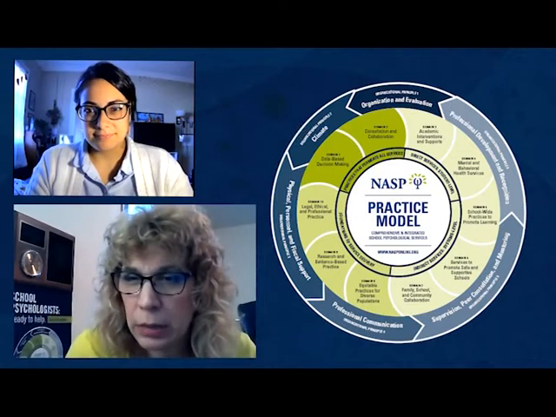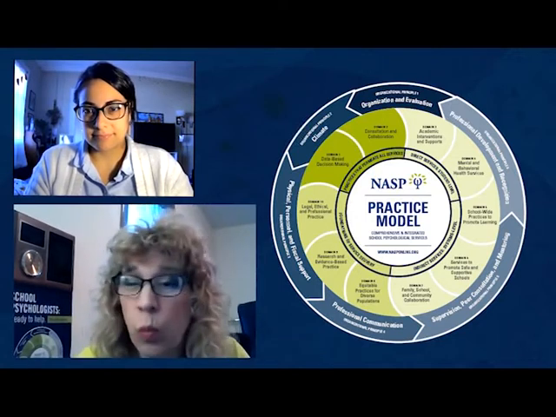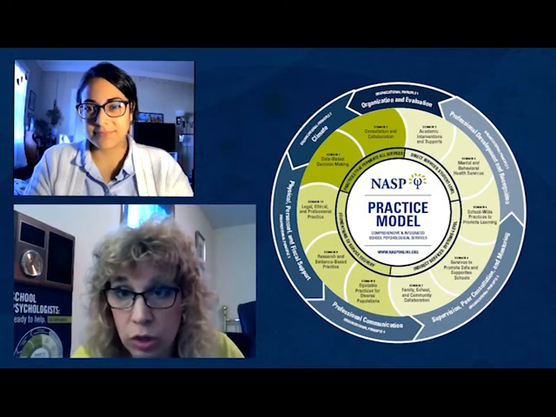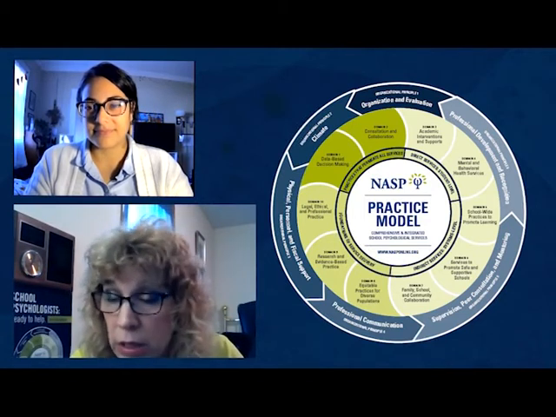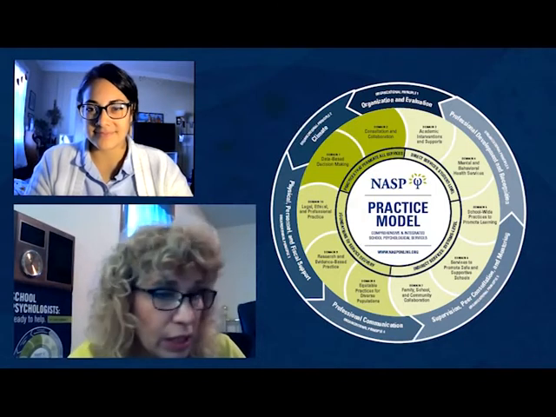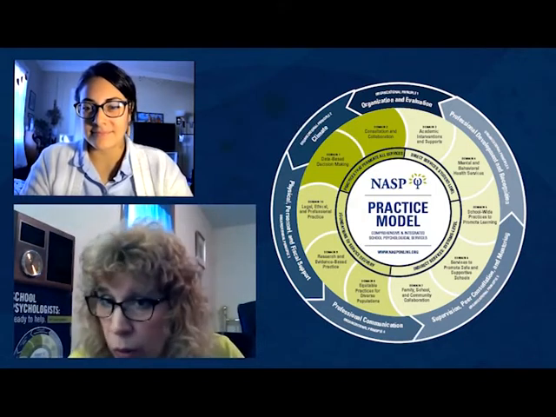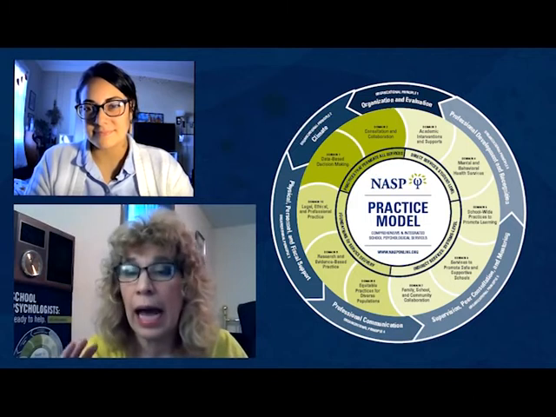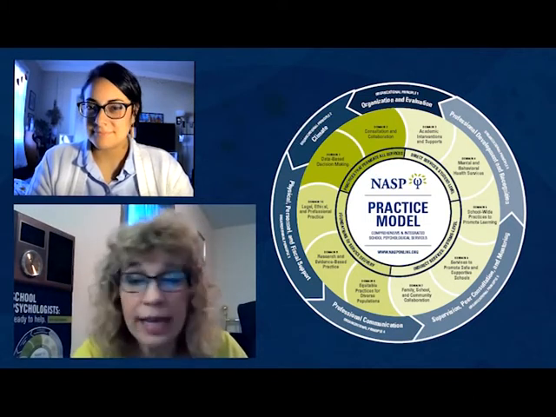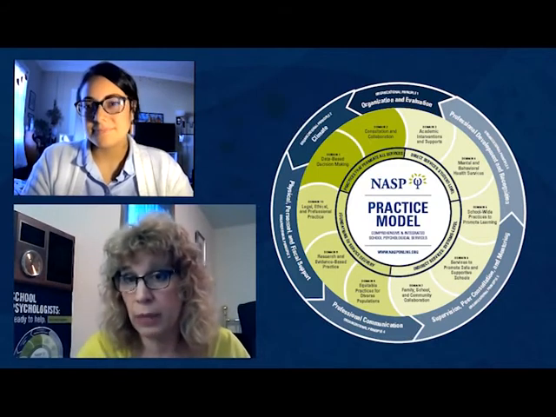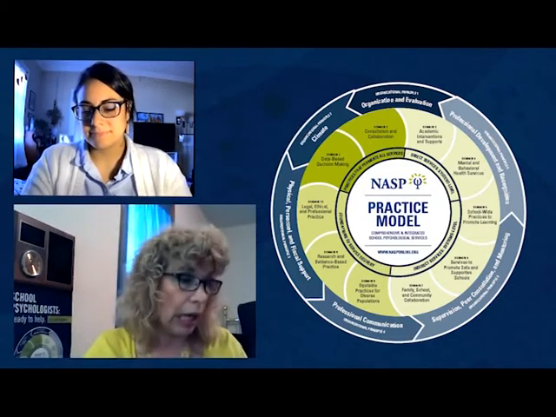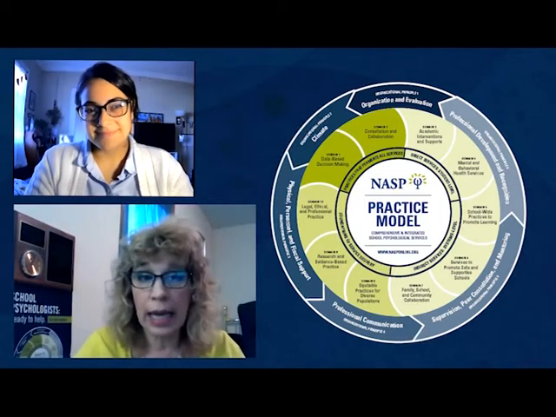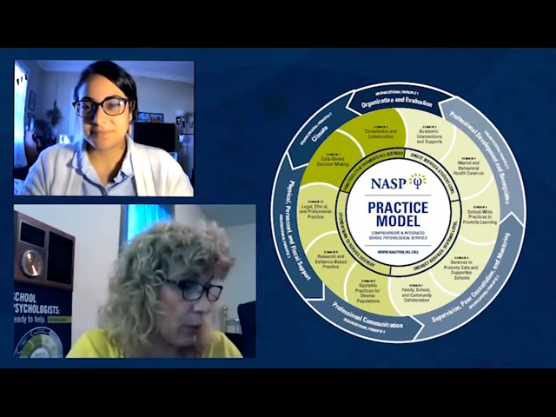Why does NASP have this practice model? Really, there's a couple reasons why. Because we know that training matters, that the better our students and our practitioners are trained, the better quality school psychological services are going to be provided to folks. We also know that context matters, that the systems that we work in and the areas that we're in all help us see how we can provide good services for students, as well as ratios matter. And in this model, we have the ratio of 1 to 500. So that's very exciting for all of us as school psychologists. So Amanda, I'm going to let you go ahead and start the presentation.